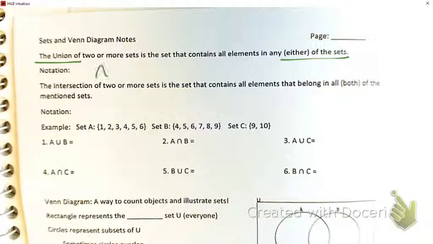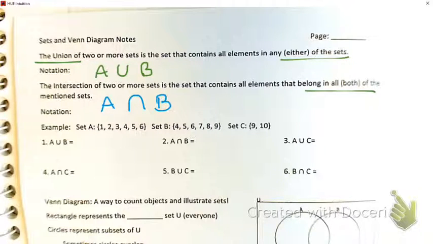The notation looks like this: A union B, and it means any of those things that are included in A and that are also included in B. Not the intersection, not what they have in common, just all of it together. The intersection of two sets means it belongs in both of them, and the notation there is A intersection B, so it's an upside-down U. All right, let's look at the examples.